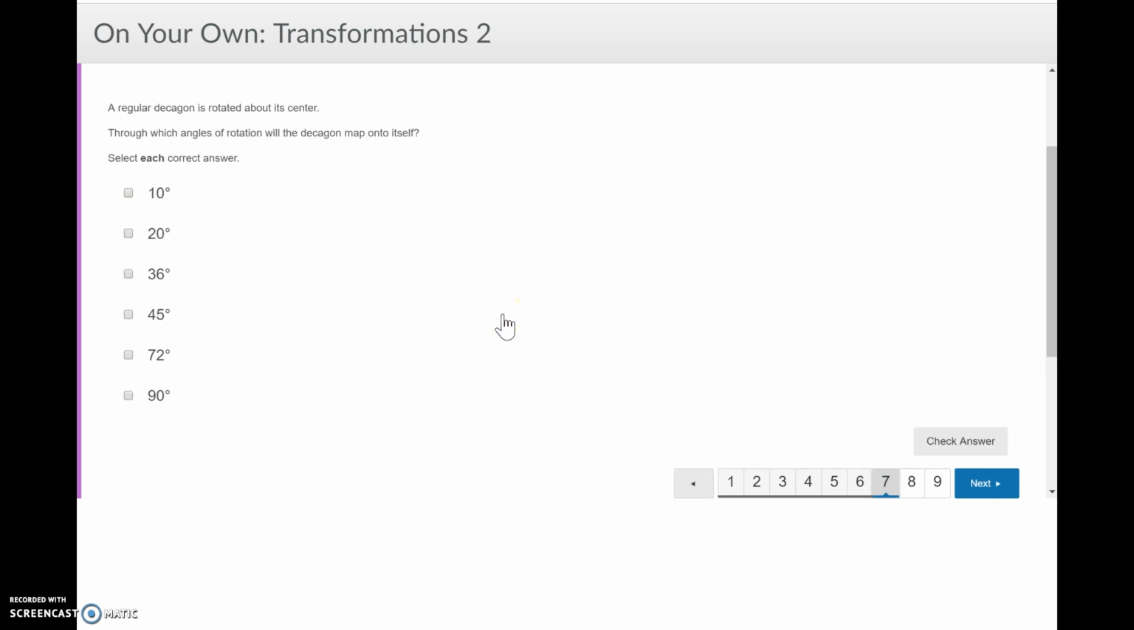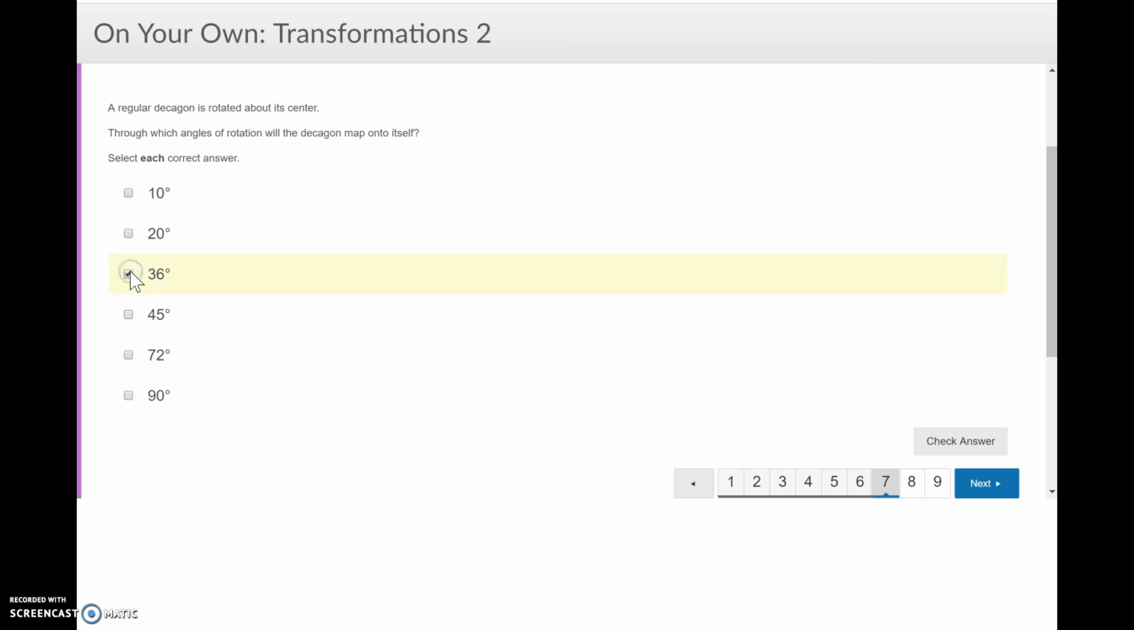Alright, a regular decagon is rotated about its center. Through which angles of rotation will the decagon map onto itself? A decagon has 10 sides. So we take 360 and divide it by 10, and that is every 36 degrees.